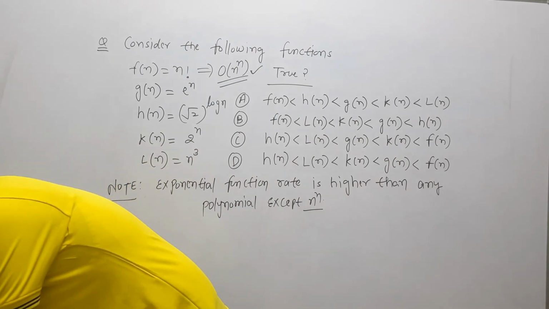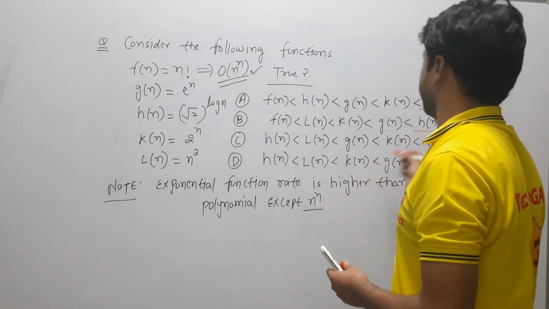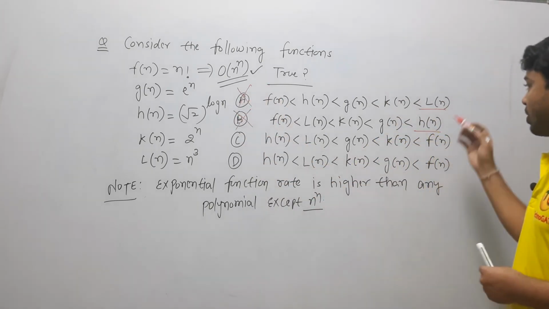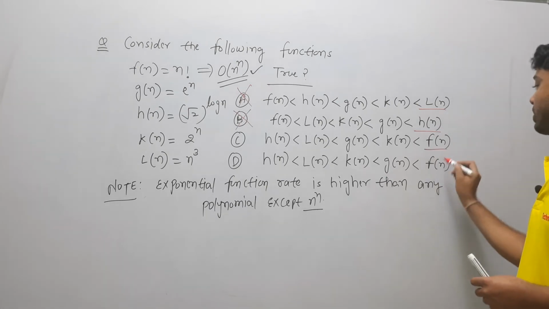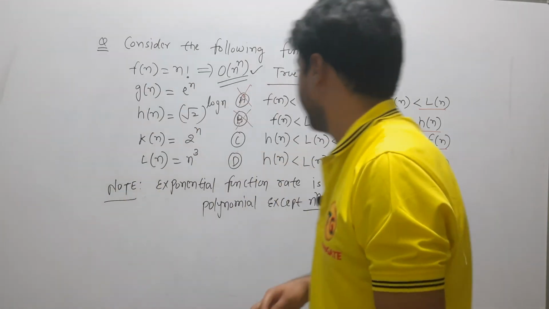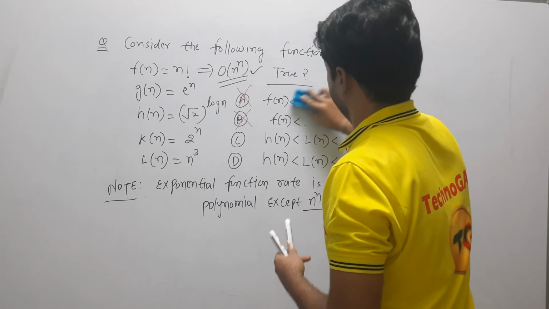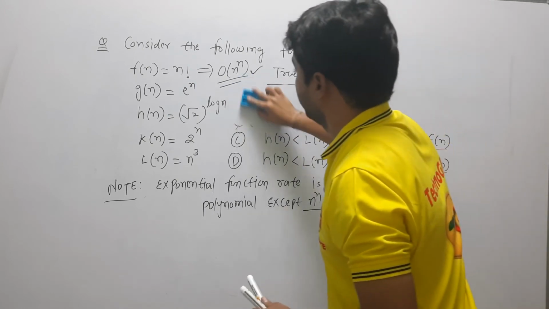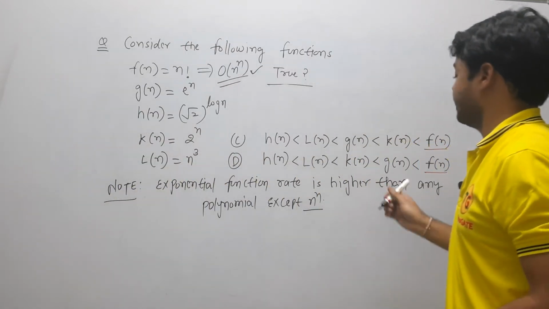So here f(n), okay, and l(n). So A is wrong, B is wrong. Try to eliminate the options here. Since f(n) growth is higher than any of the functions, A and B are eliminated. Now C and D are remaining.